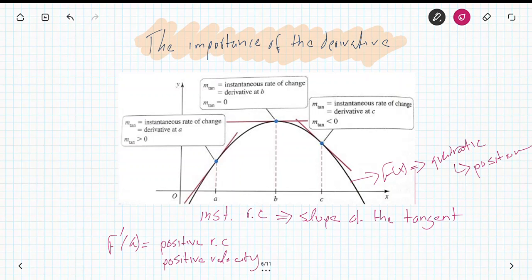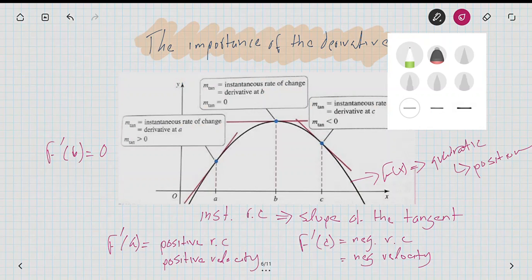If we take the derivative, for example, at f prime of c, then we have a negative rate of change, which is a negative velocity. However, if we take the derivative at f prime of b, x equals b, then we get a horizontal tangent, and that slope is going to be 0. The slope of any horizontal line is 0.